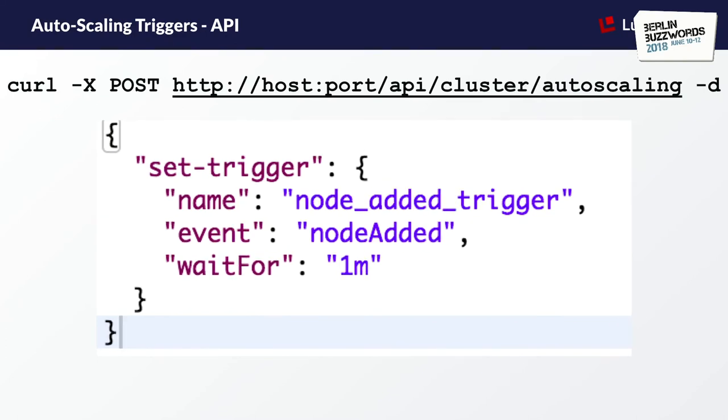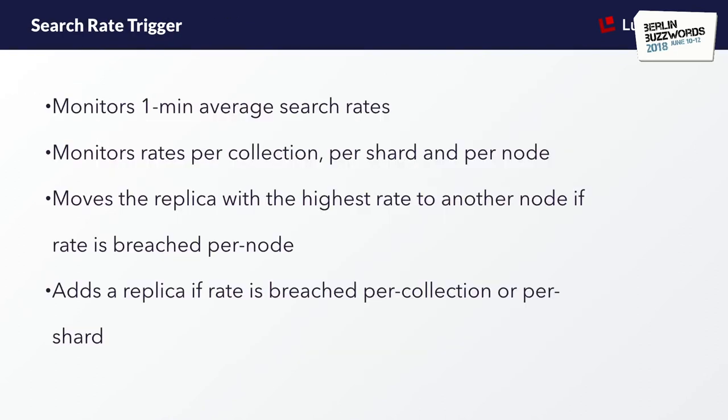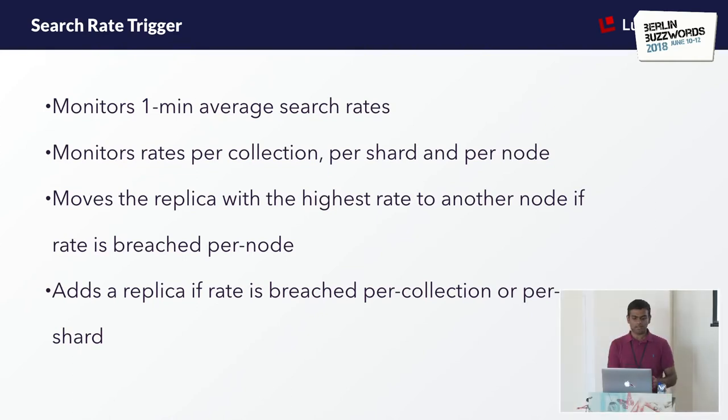Similarly, you define a node added trigger, with the same syntax. Now the one that caught my attention was this search rate trigger. What you wanted to see is, how do I tell Solr that during peak hours I want to expand, or I want to be able to add replicas, so that once my search volume goes high through the day, it can expand and serve traffic in a more graceful manner.